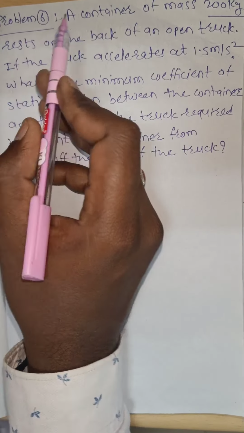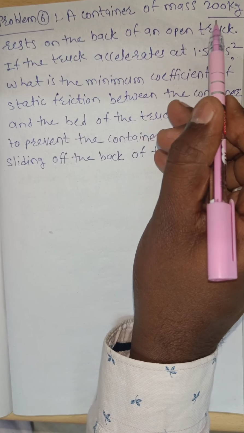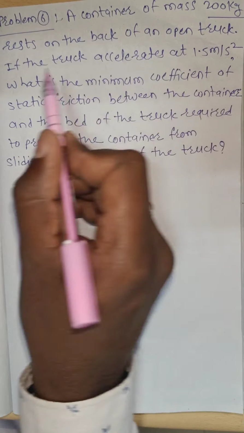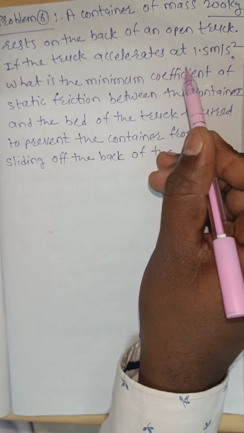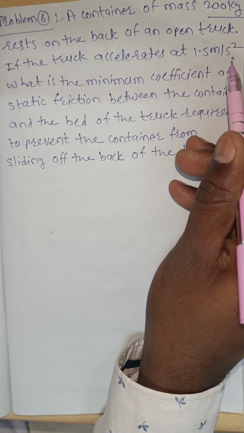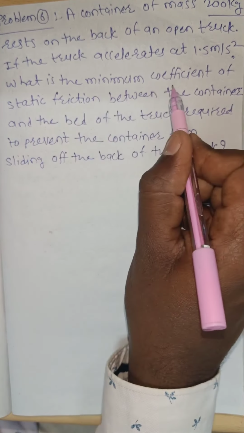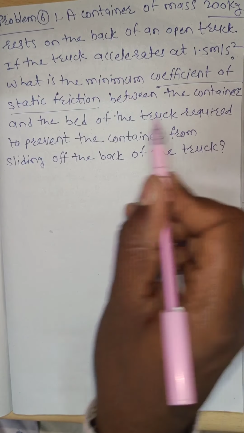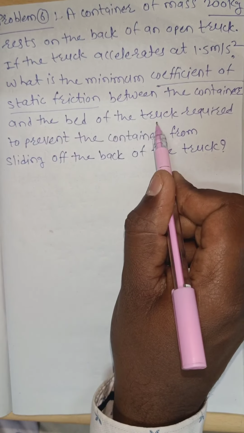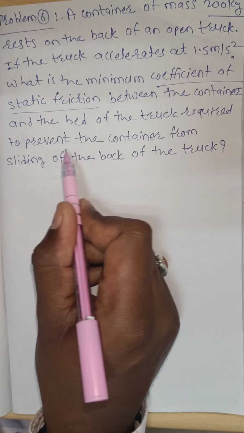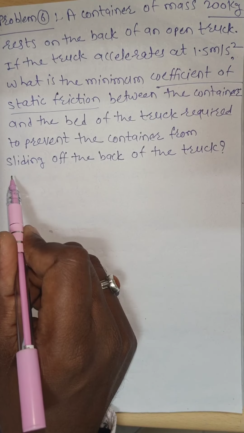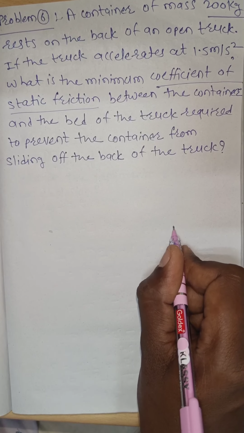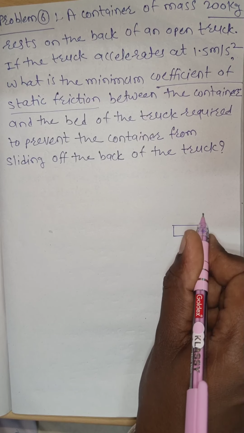Next, problem number 6. A container of mass 200 kg rests on the back of an open truck. If the truck accelerates at 1.5 meter per second square, what is the minimum coefficient of static friction between the container and the bed of the truck required to prevent the container from sliding off the back of the truck? Now consider this is the truck.